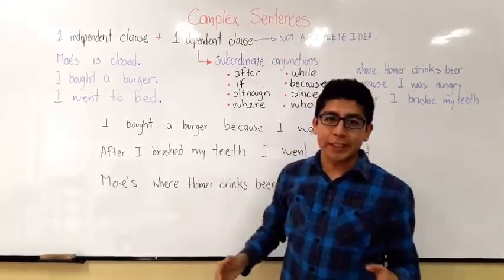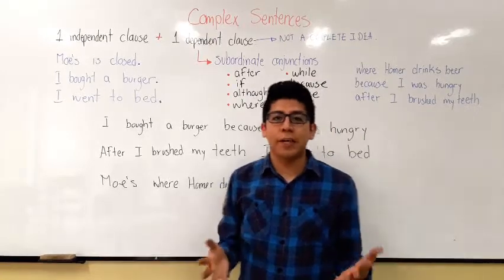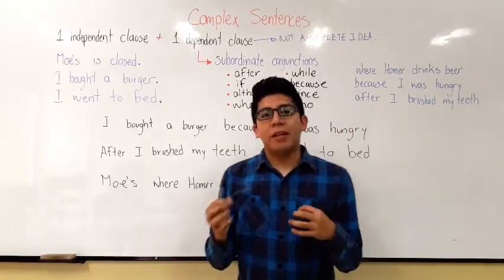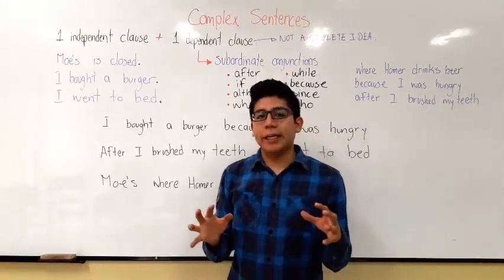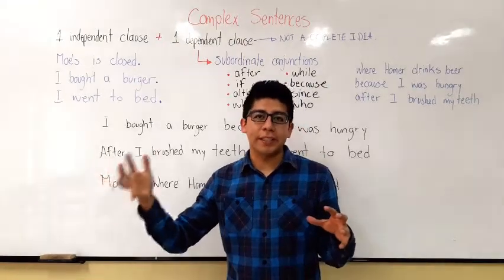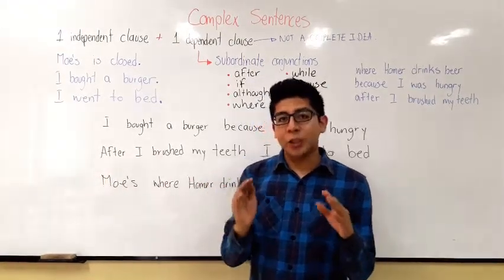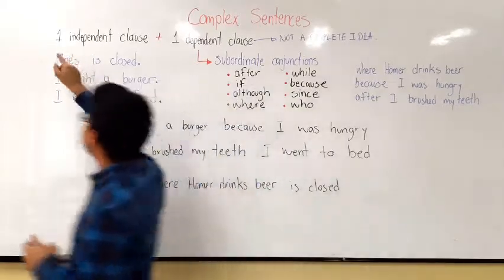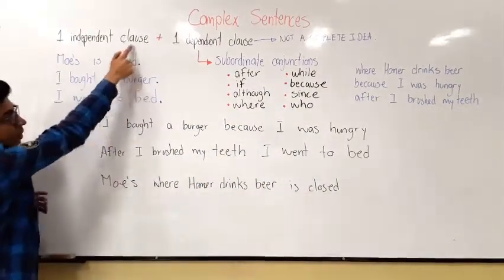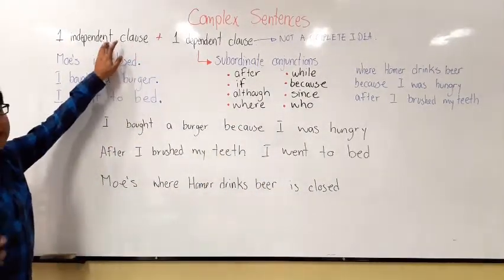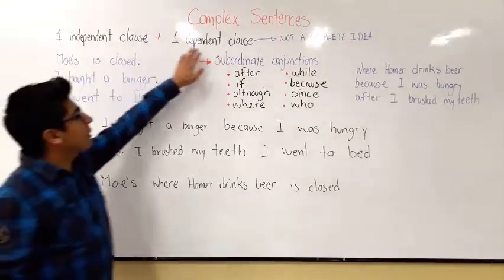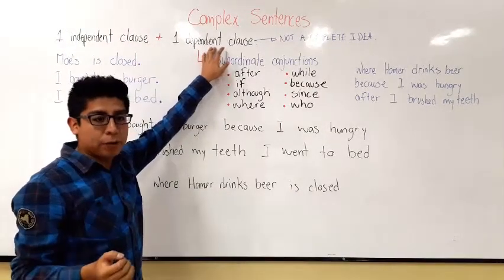Complex sentences. Alright, what is a complex sentence? Well, this type of sentence is the third type of sentences in English. And it has two elements. It means one independent clause, also called a simple sentence, plus one dependent clause.